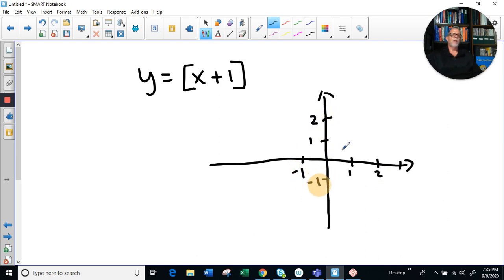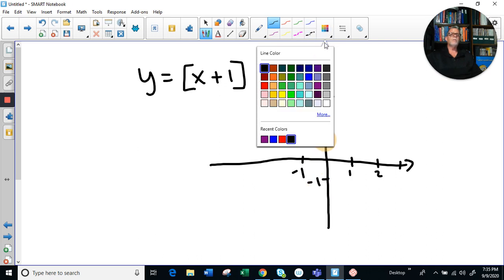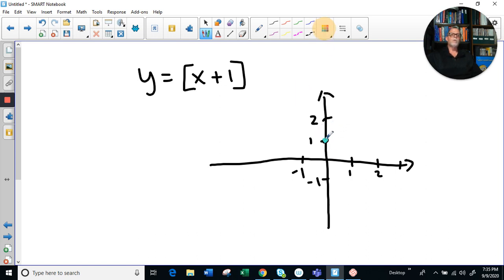I'm starting out. Let's get some color again. Let's do something different. All right, so we're going to start here. Now, what happens? Well, if I put in 0.1, I'd get 1.1, which is 1 when you take the greatest integer. 0.2, 0.3 would be 1.2, 1.3, which then greatest integer is still 1 every time. So that's going to go across to here until we hit 1. When we hit 1, what happens? We get 1 plus 1 is 2, and we start here.